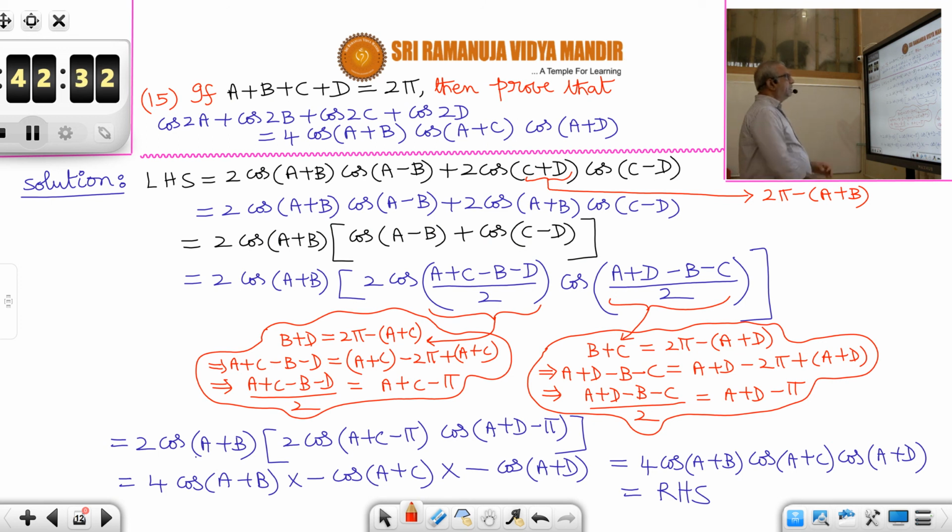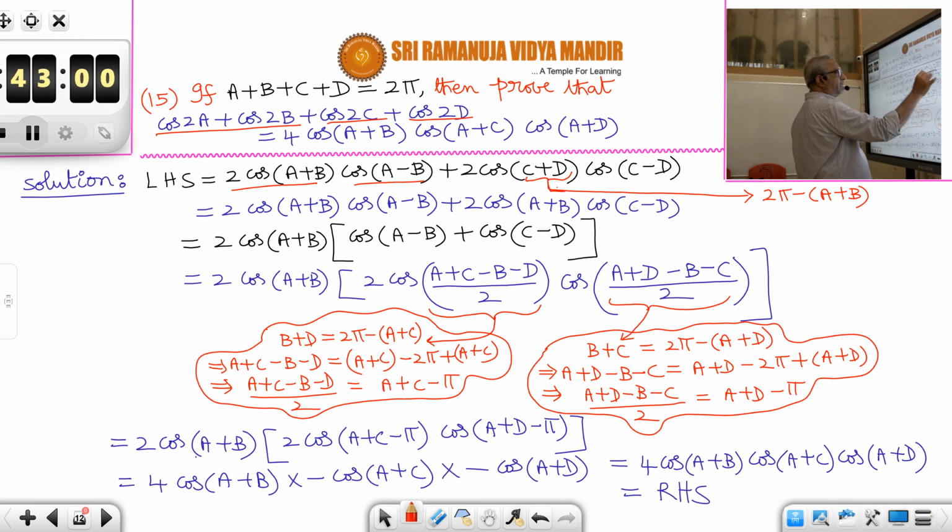If a plus b plus c plus d is equal to 2 pi, then prove that cos 2a plus cos 2b plus cos 2c plus cos 2d is equal to 4 cos (a plus b) cos (a plus c) cos (a plus d). So I am combining the first two terms, cos 2a plus cos 2b: 2 cos (2a plus 2b) by 2 cos (2a minus 2b) by 2. The third and fourth terms I am combining: 2 cos (2c plus 2d) by 2 cos (2c minus 2d) by 2.